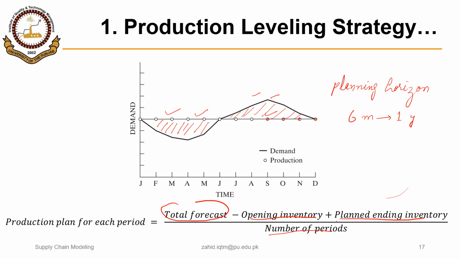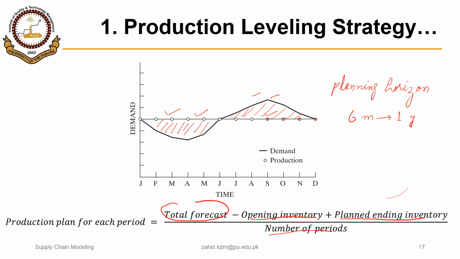So if you are making the plan for next 1 year, then number of periods will be 12. The total forecast minus opening inventory at the start of planning horizon plus planned ending inventory at the end of planning horizon divided by number of periods. So that will give us the average amount that we should be producing every month.